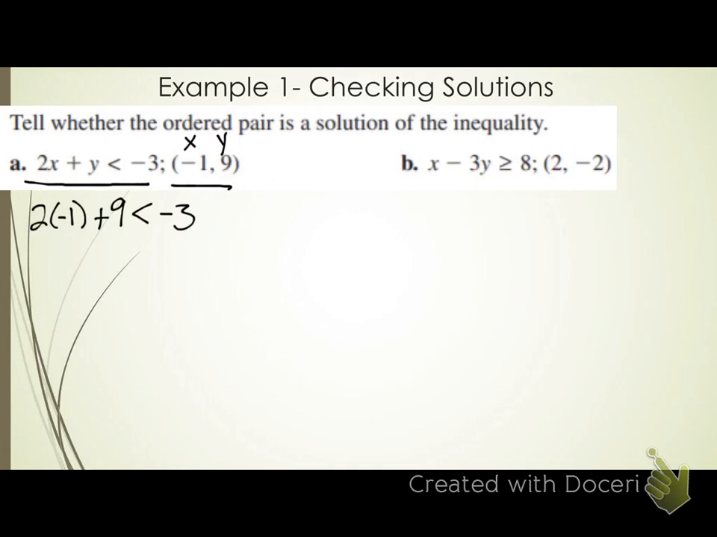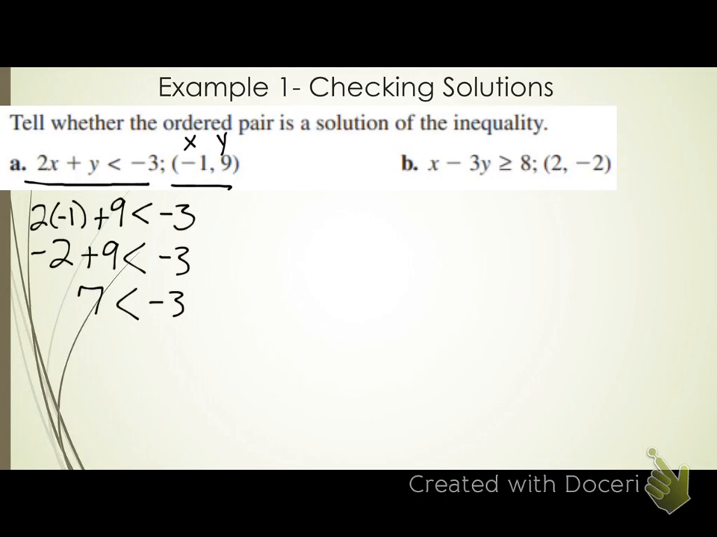Now, I'm not moving anything from one side of the inequality to the other. I'm just working down the left side and the right side. So on the left side, what do I need to do first? Yeah, 2 times negative 1, which gives me negative 2. I still have plus 9 is less than negative 3. Now what's negative 2 plus 9? 7 is less than negative 3.